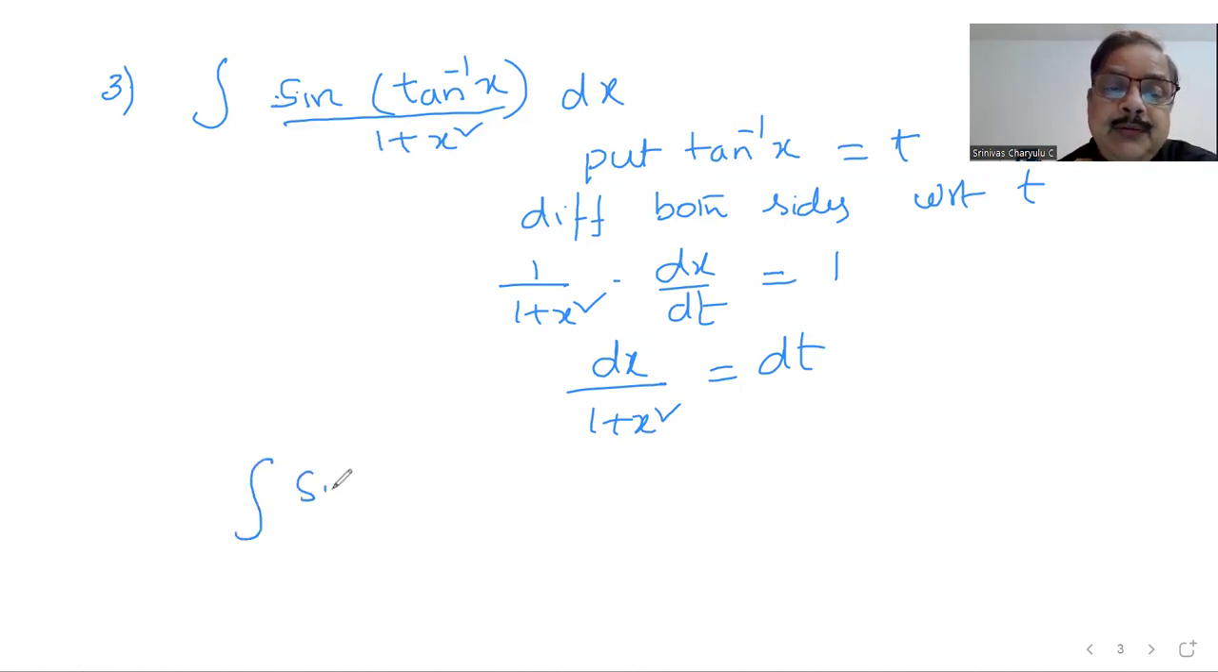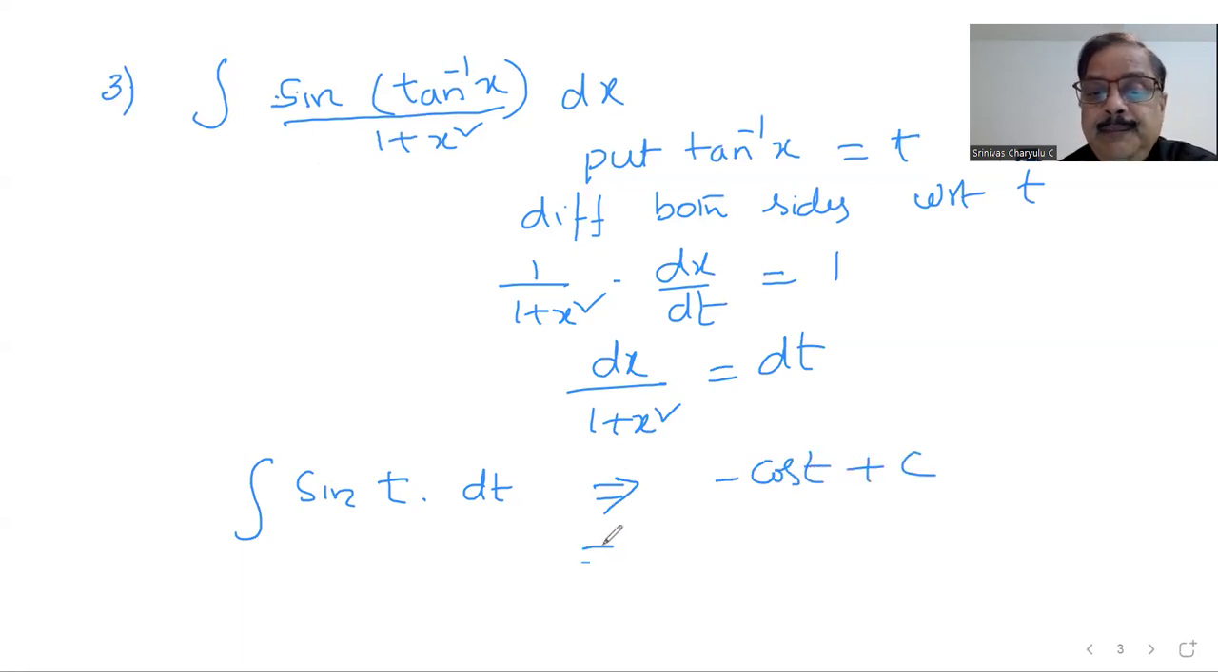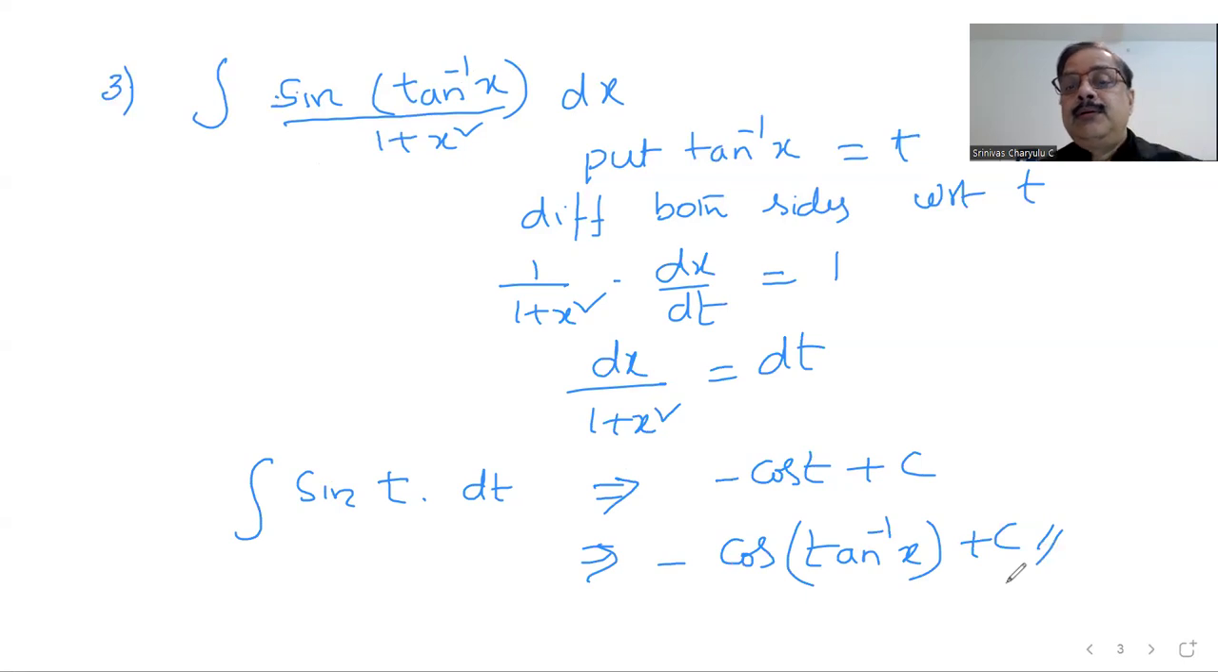So our sum will become now sine of t dt. In the sine tan inverse x, tan inverse x place you can write t. So sine t, dx by 1 plus x square is dt. So minus cos t plus c, minus cos of t, where t stands for tan inverse x. Hope you are understanding this.